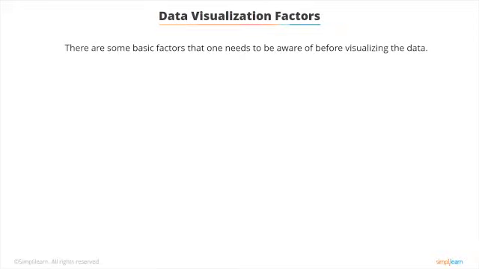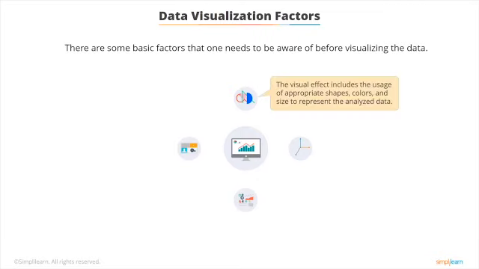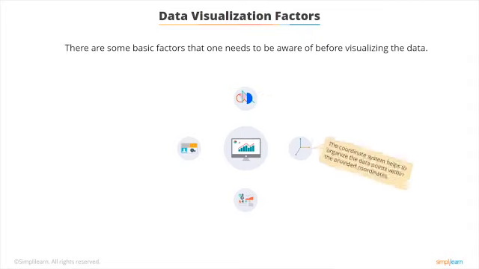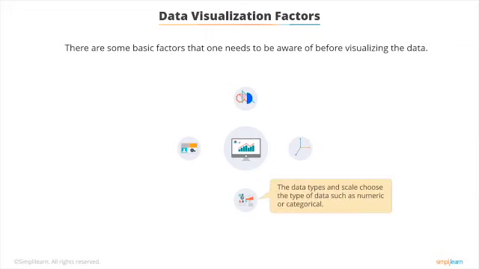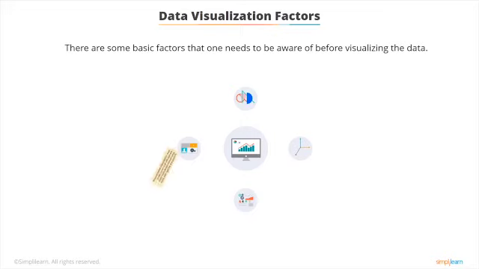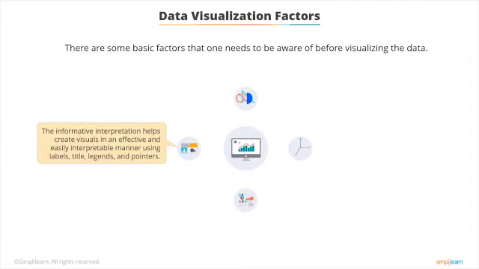There are some basic factors that one would need to be aware of before visualizing the data. Visual effect, coordinate system, data types and scale, informative interpretation. Visual effect includes the usage of appropriate shapes, colors, and size to represent the analyzed data. The coordinate system helps to organize the data points within the provided coordinates. The data types and scale choose the type of data, such as numeric or categorical. The informative interpretation helps create visuals in an effective and easily interpretable manner using labels, title, legends, and pointers.